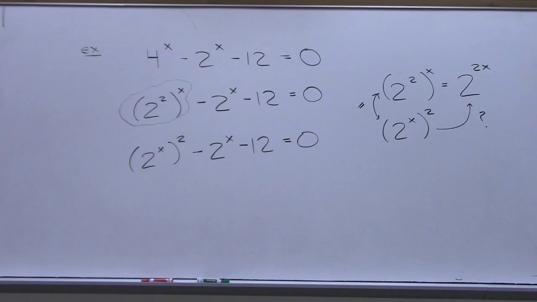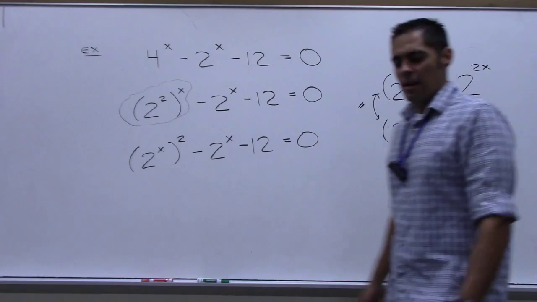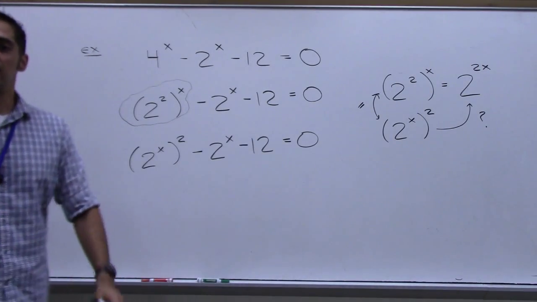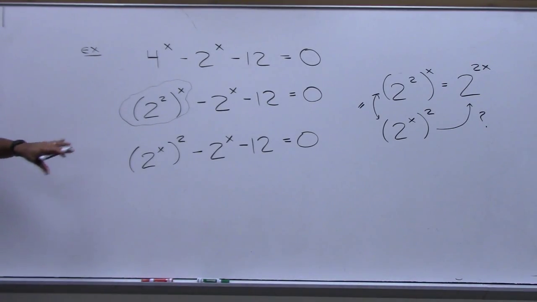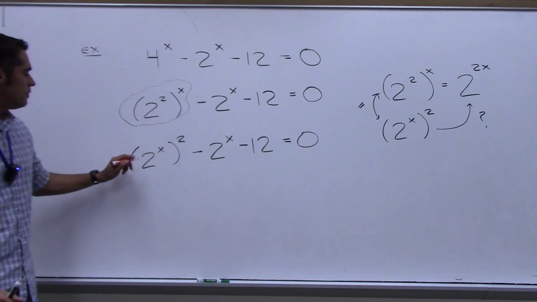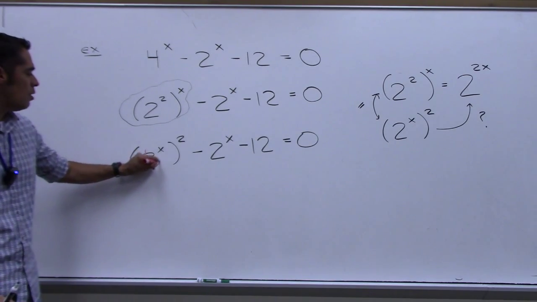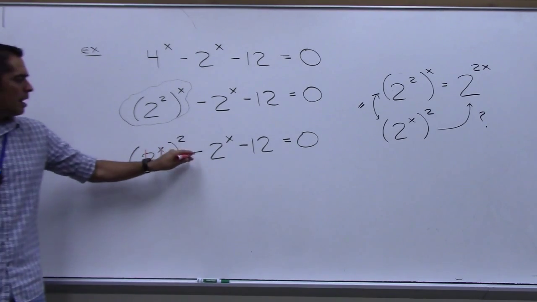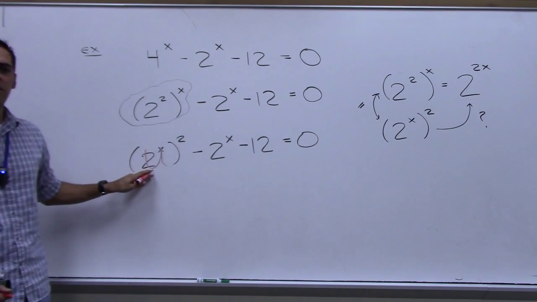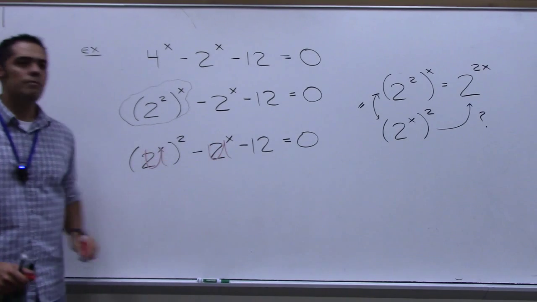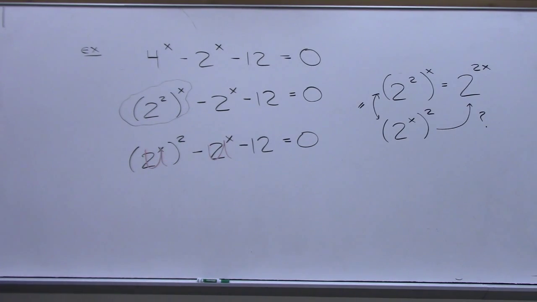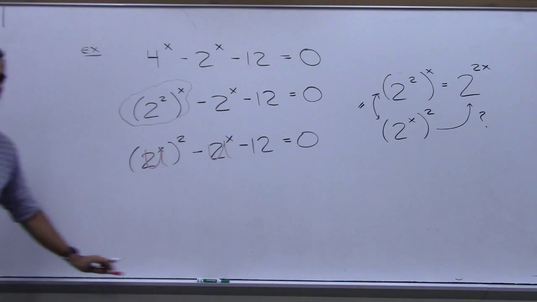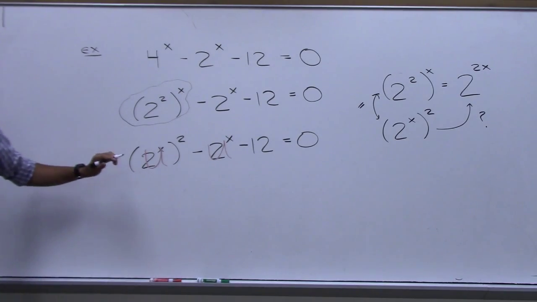What is this? How am I going to solve this? What does that kind of look like? It kind of looks like a quadratic, doesn't it? Do y'all see it? Substitution. If I were to have come in here and just said, hey, look, let's just call this whole thing u, it would be u squared, wouldn't it? Minus this whole thing, 2 to the x, is the u, isn't it? Minus u minus 12 equals 0. Do you see it? No?